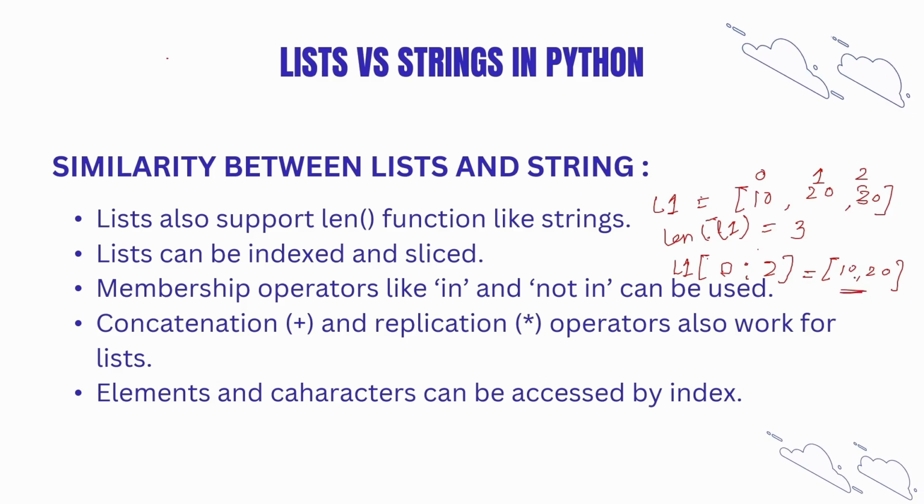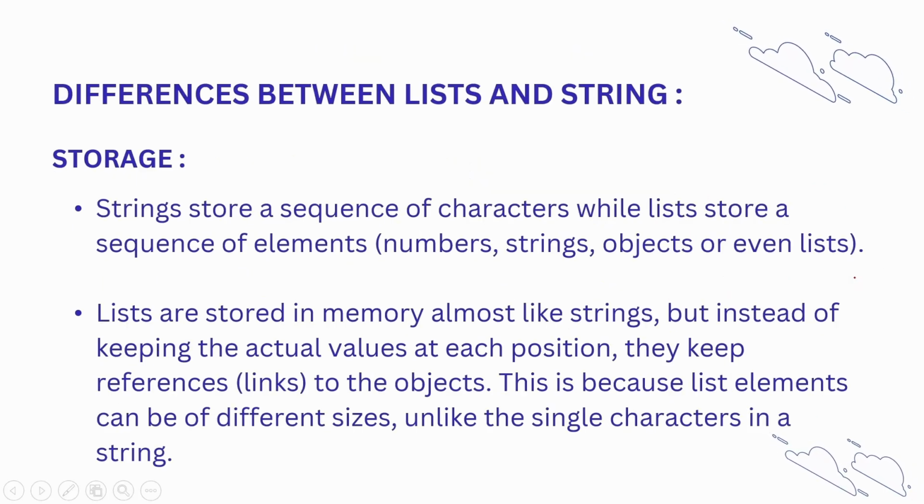Okay, so we have membership operators like in and not in. We can say if 10 in L1, it will give us true. If 50 in L1, it will give us false. Then we have concatenation and replication operators like plus and star, and elements and characters can be accessed by index. So next we'll see the difference between lists and strings.